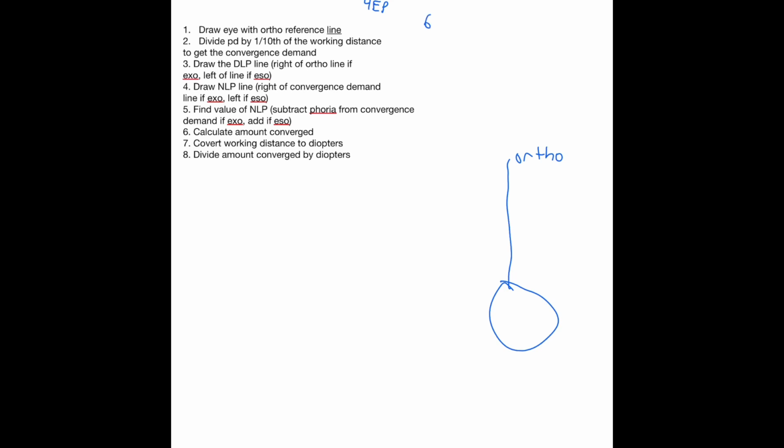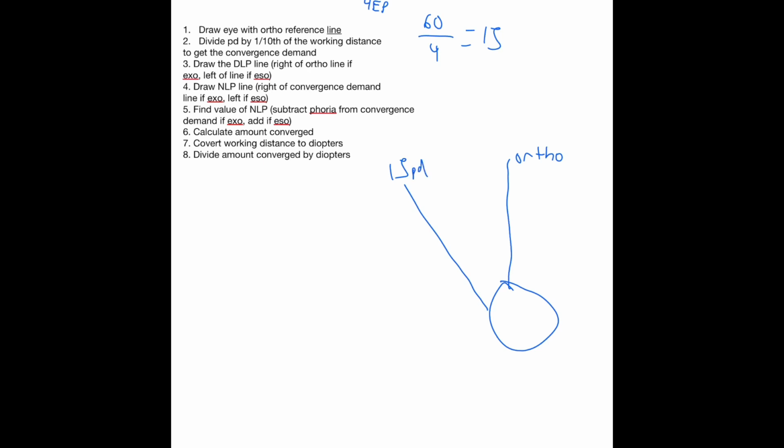Okay, next, divide the PD by 1/10 of the working distance to get the convergence demand. So the PD is 60. The working distance is 40 centimeters. 1/10 of that is 4, so 60 divided by 4 is 15. And then we're going to draw a line, and that's 15 prism diopters.